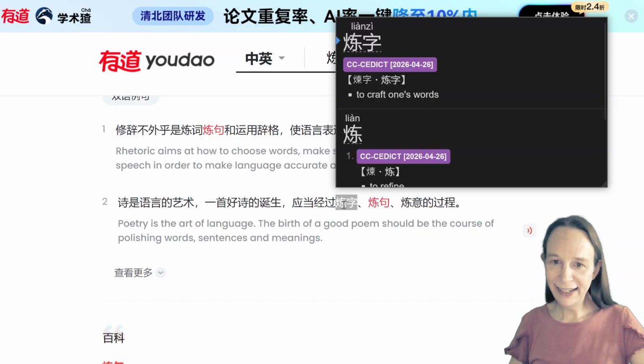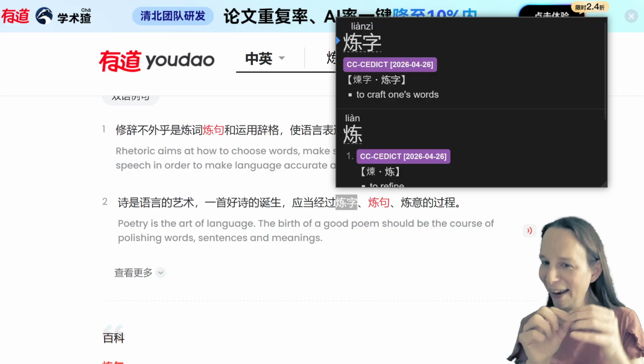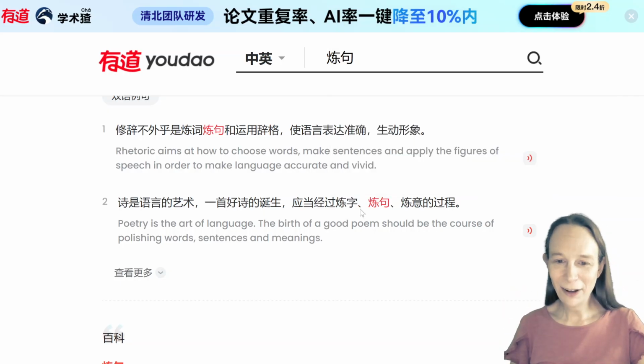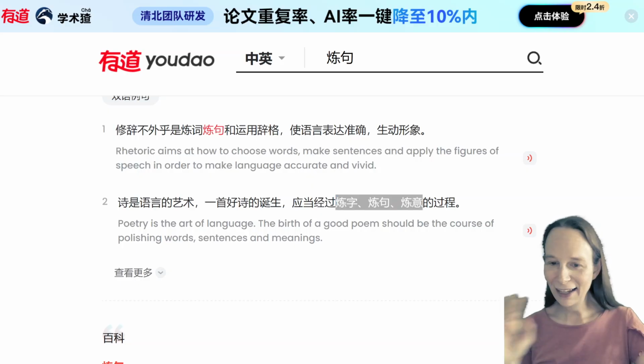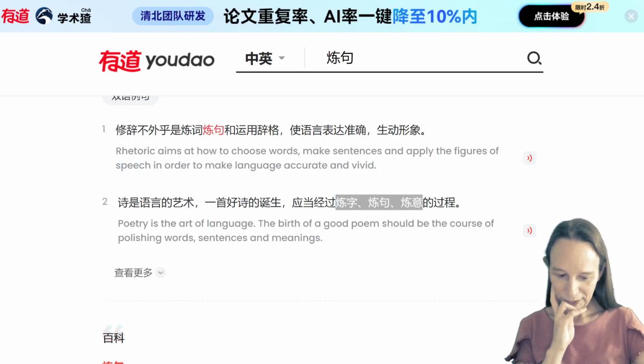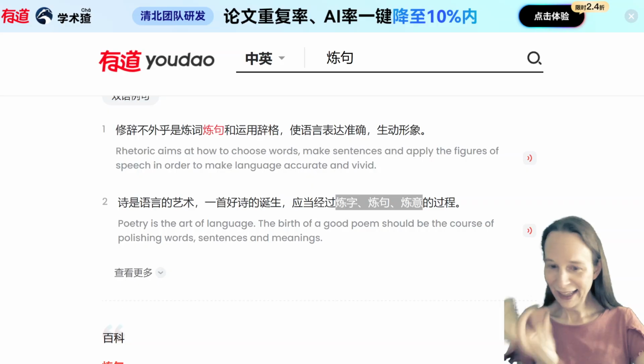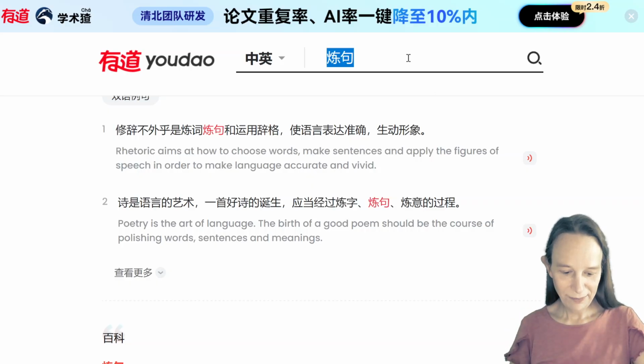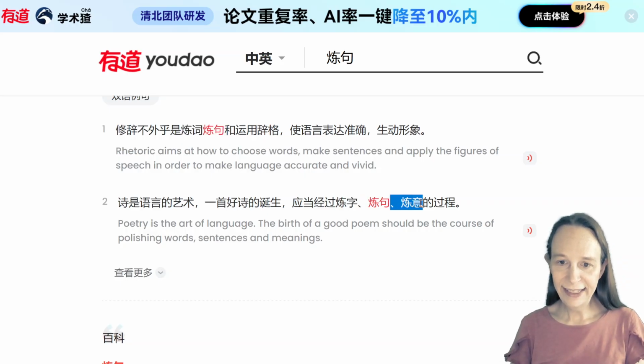练字, how do you 练字? The 字 is not an individual character. You don't take the character apart. It's intra-character combinations. 练字, 练句, 练意. Oh, well, there's a lot of these, isn't there? I didn't know. All right. That's all there is here. 练词. So 4, right? 练词, 练句, 练字, 练意. All right.